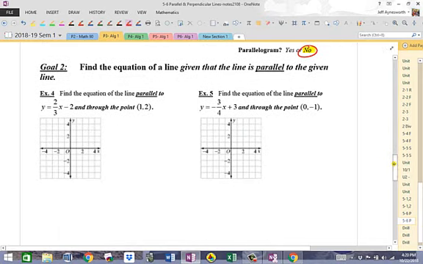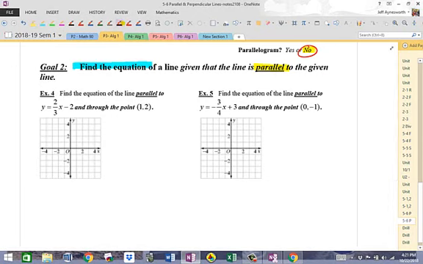Now let's get to the algebraic piece. Ooh, fun times. Here we go. Goal number 2. Let's find the equation of a line that is parallel to a given line. Okay, so here we go. Keyword parallel. But we want to find the equation of it. So they give us y equals 2/3 x minus 2. And we've got to go through the point 1, comma 2.